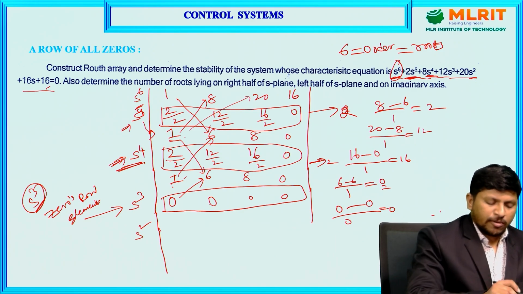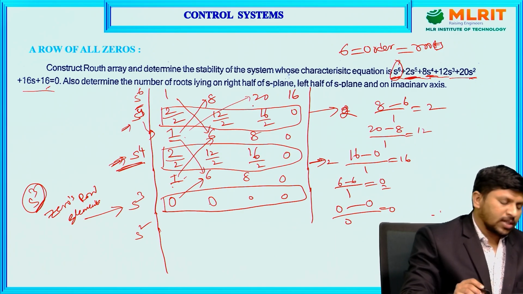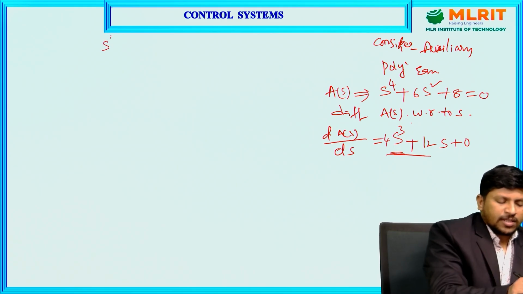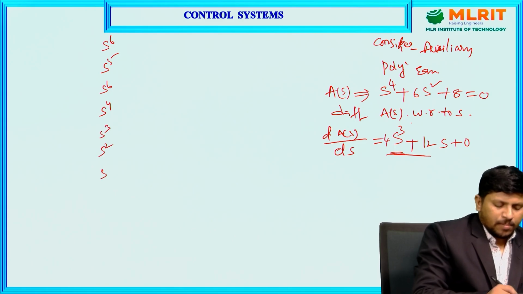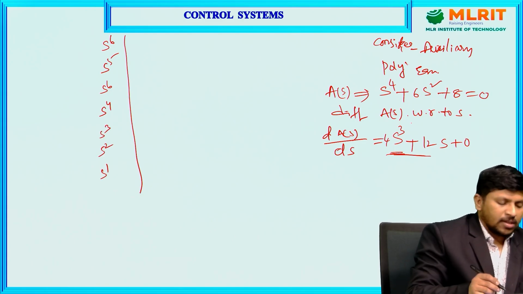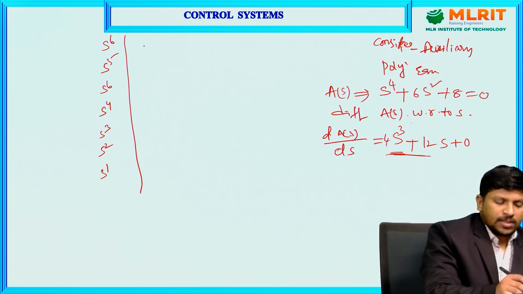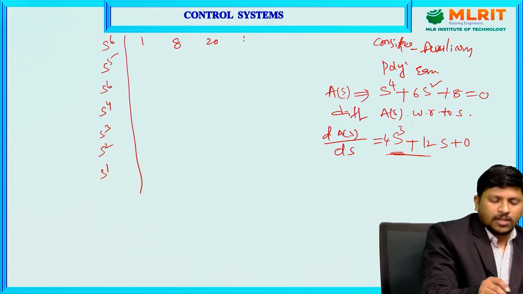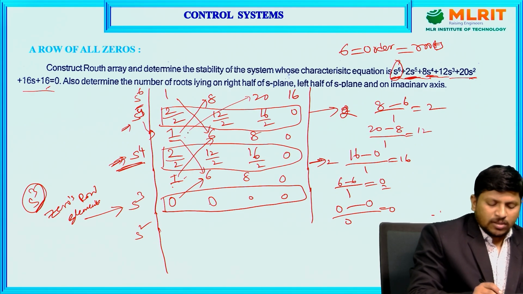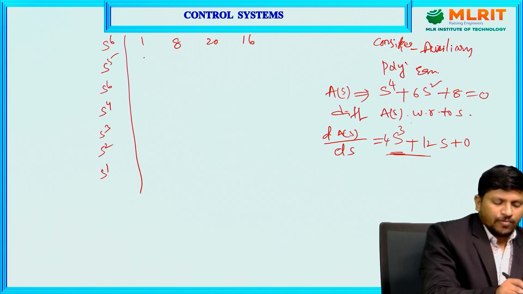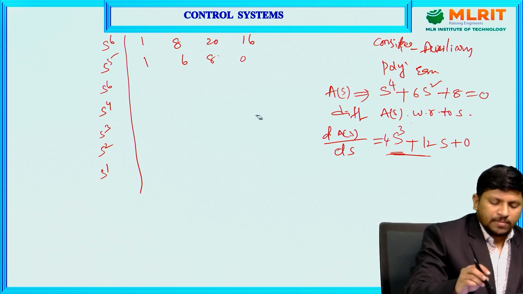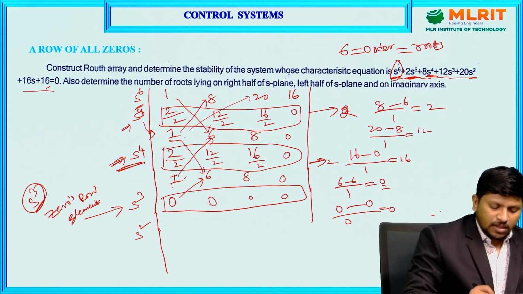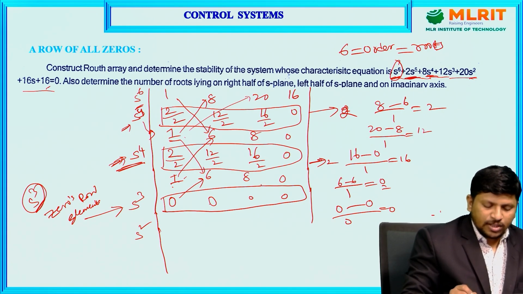Now I am going to write all these elements in the array matrix. First, the S power of 6 coefficients: 1, 8, 20, 16. Then the S power of 5 row: 1, 6, 8, 0. And the S power of 4 row: 1, 6, 8, 0.